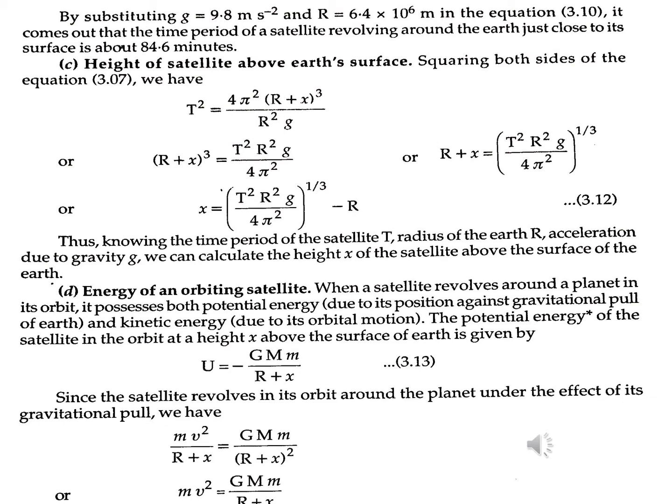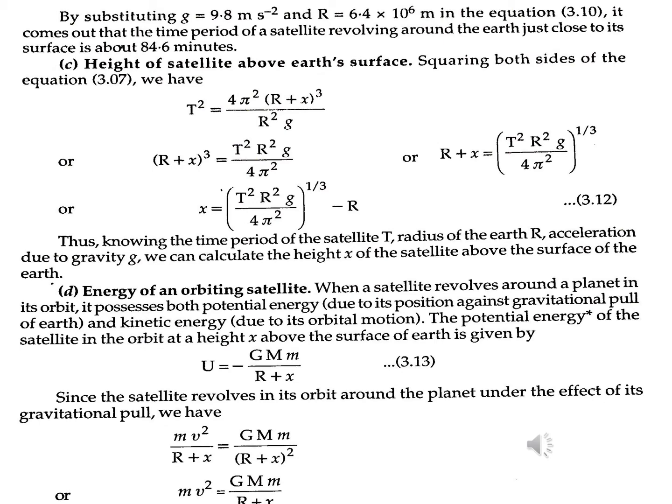Now we find the orbital velocity of the satellite. The velocity is independent of the mass of the satellite but depends upon the radius of the orbit. The radius of the orbit is r plus x, where r is the radius of Earth and x is the distance, and capital M is the mass of the planet about which it revolves.